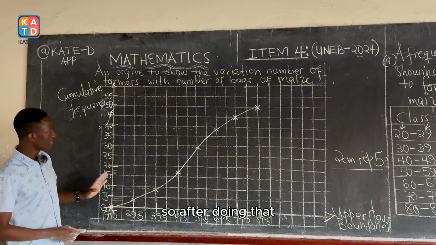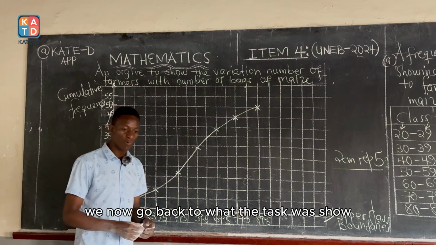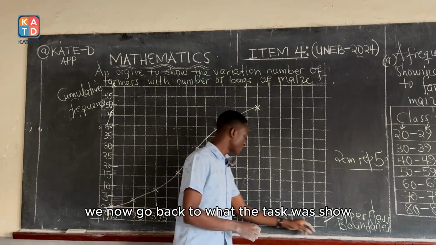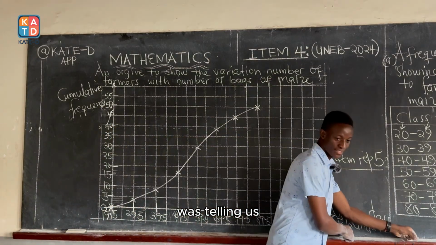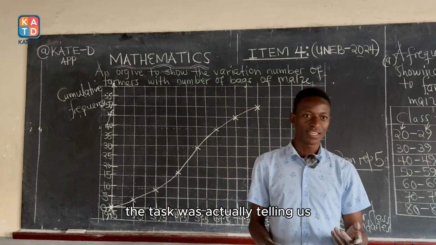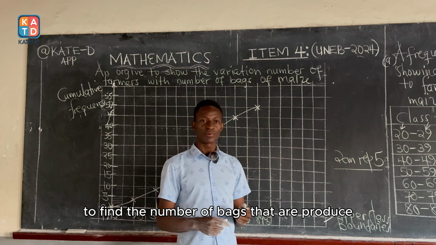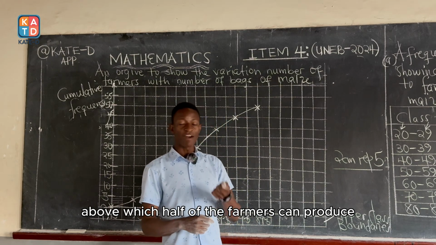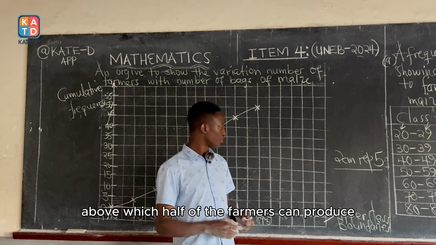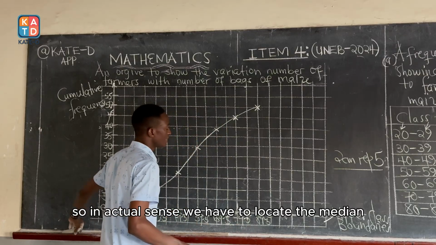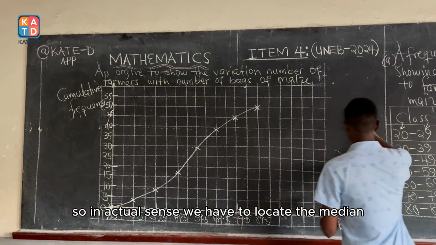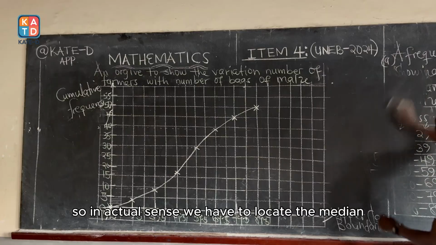So after doing that, we now go back to what the task was telling us. The task was actually telling us to find the number of bags produced above which half of the farmers can produce. So in actual sense, we have to locate the median.